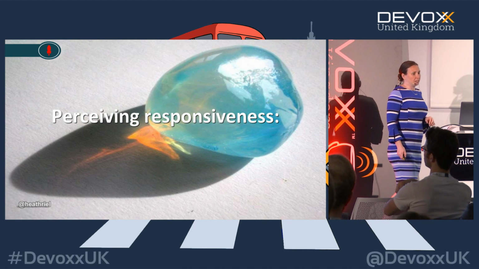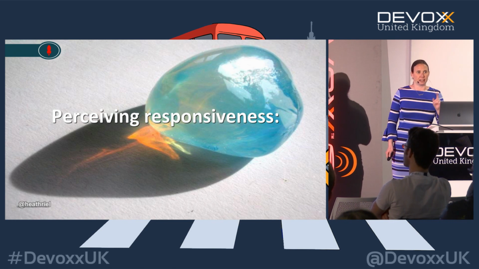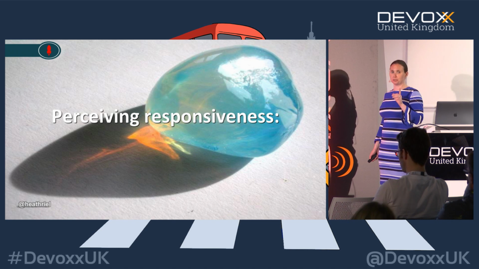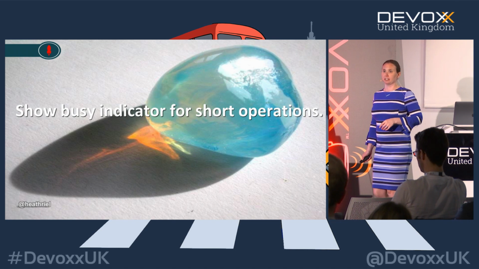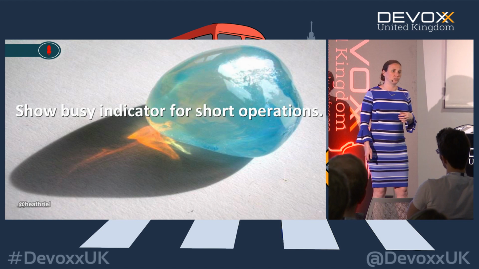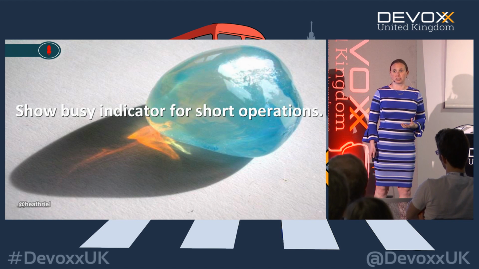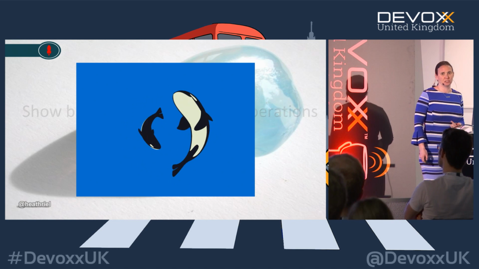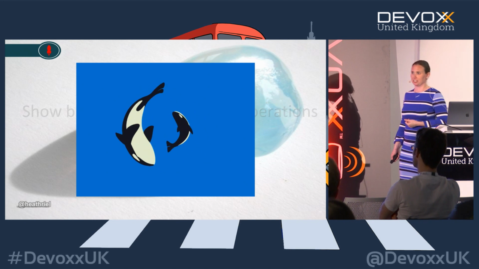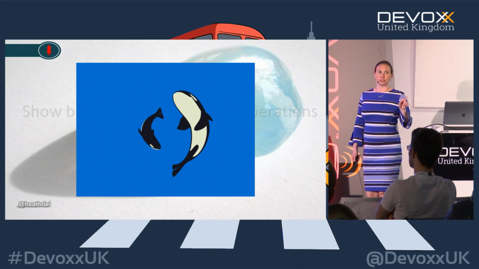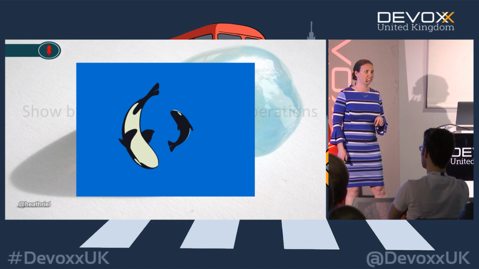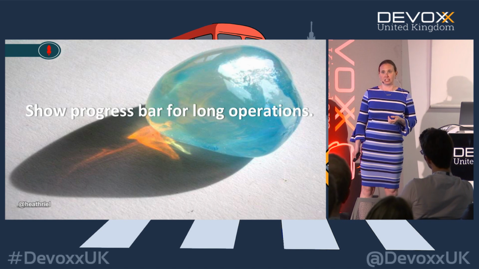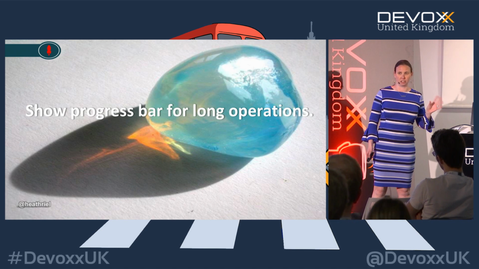So, the way that this is perceived externally. Now, you can be doing stuff, but you do need to show people that you're doing something. So showing busy indicators is good. I happen to like this one. I don't know if anybody uses anything fun for their busy indicators, but you can always show just some kind of loading thing so people know that you're there. And then progress bars, if it's a long thing.